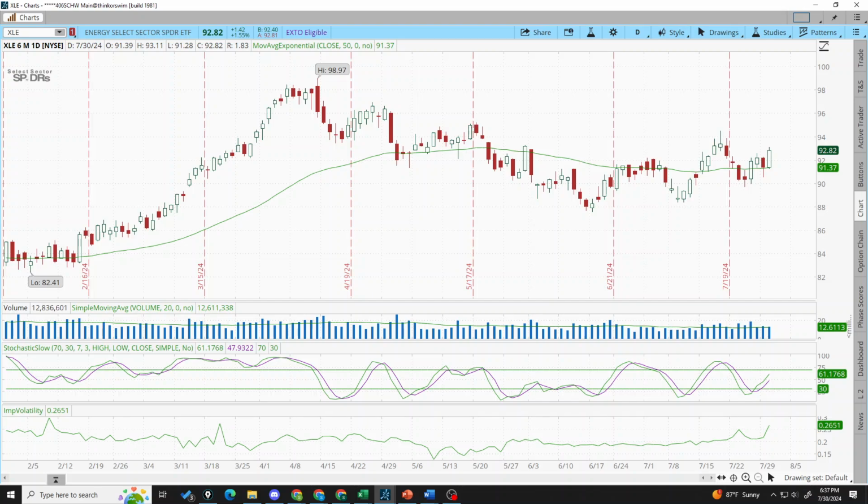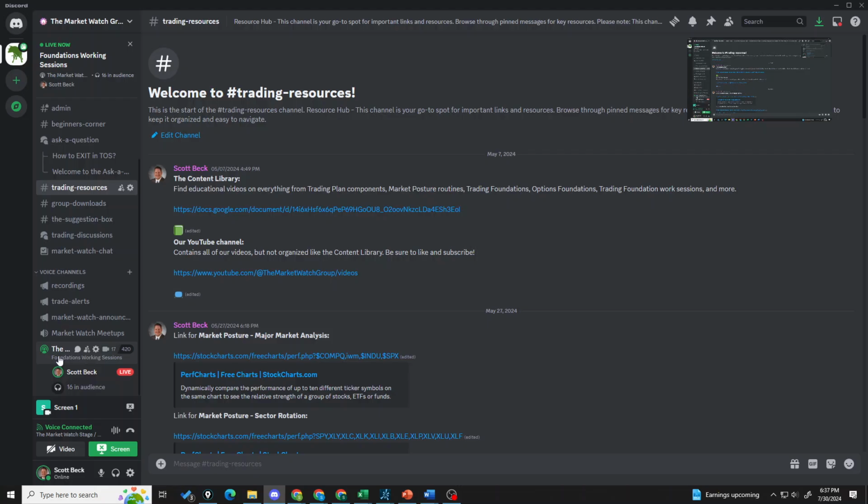I'm going to pull this over. This is my Discord. We're down here in the Market Watch meetups. I want to point this out to all you newbies out there. Trading resources, group downloads, beginner's corner, ask a question, suggestion, discussions, chat. That's all about different types of trading. But this is for you right here.